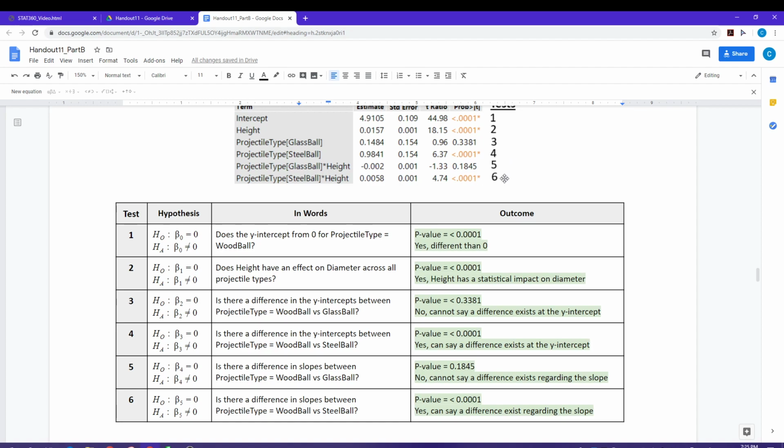Test 4 and test 6 would be comparing the steel ball against the wood ball, and those are significant. So it would appear that I would have differences between those.